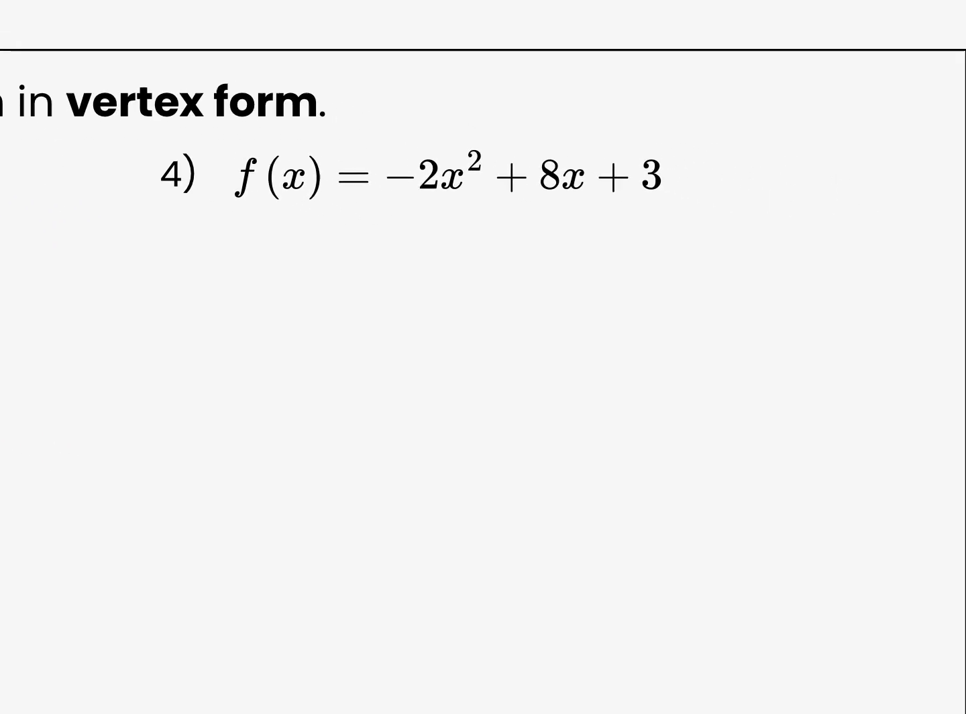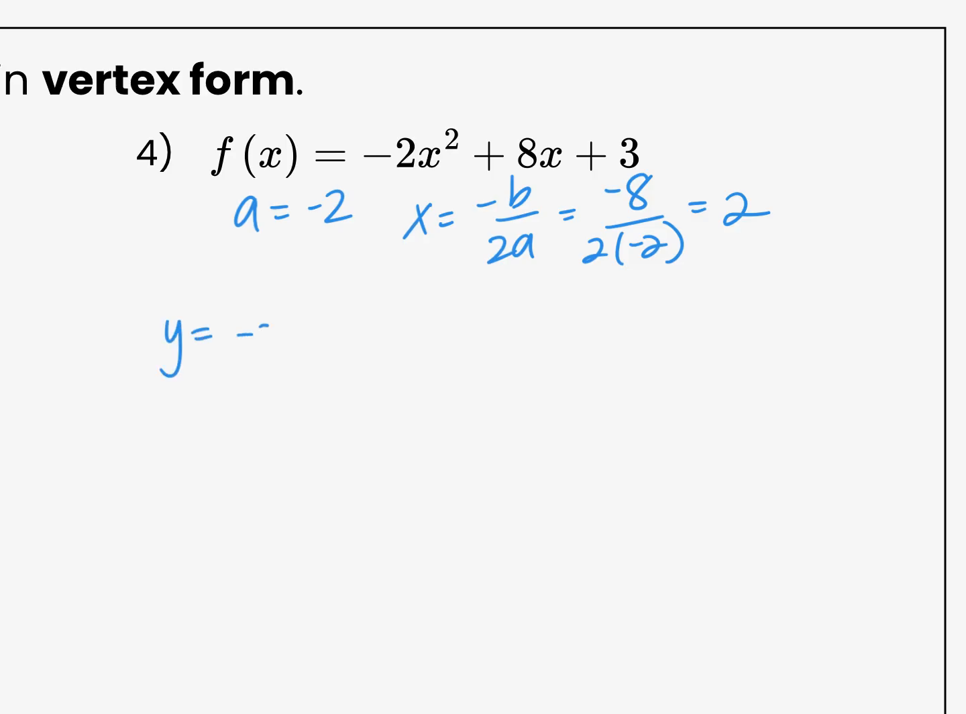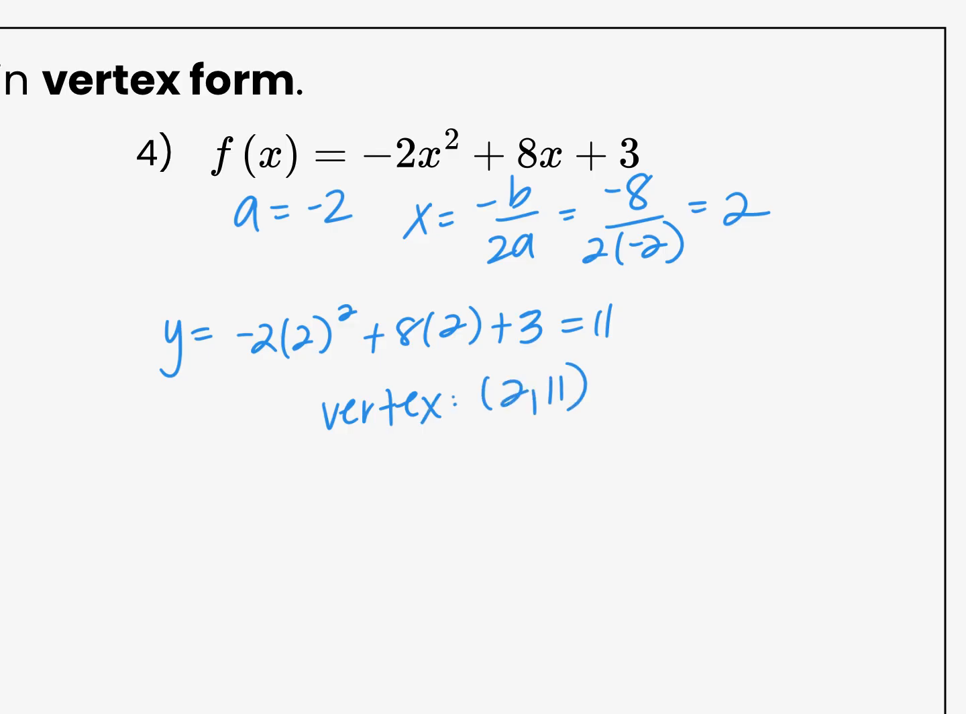Okay, let's look at another one. So again, a is what we're going to identify first. A is negative 2. To find the vertex, we need to use our x equals negative b over 2a. So that would be negative 8 over 2 times negative 2. Negative 8 divided by negative 4 is positive 2. The y, then I'm just going to plug that in. So 2 squared is 4 times negative 2 is negative 8, plus 16 is positive 8, plus 3 is 11. So my vertex is 2, 11.